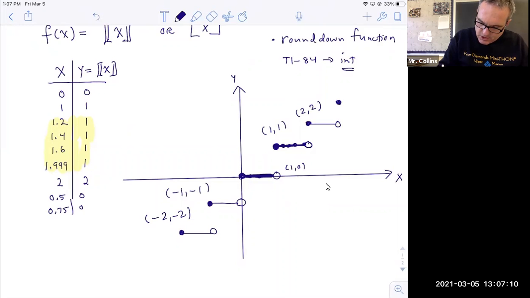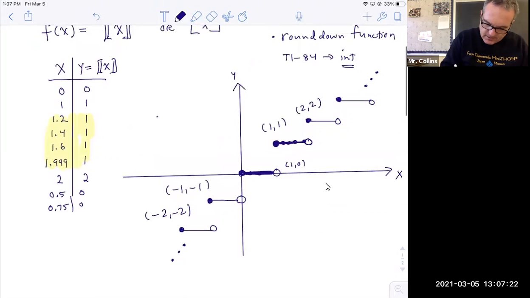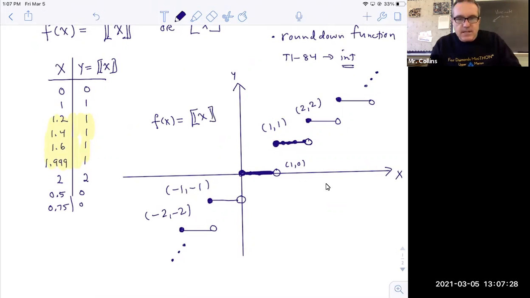As soon as you get to an integer, you bump up to the next integer. And of course, this goes on forever. We do what the English teachers do: we put three dots on either side, like to be continued. And that's f of x equals the greatest integer of x. That's the graph. And you can see it's discontinuous at every integer.